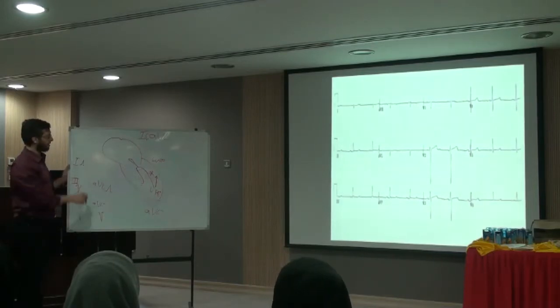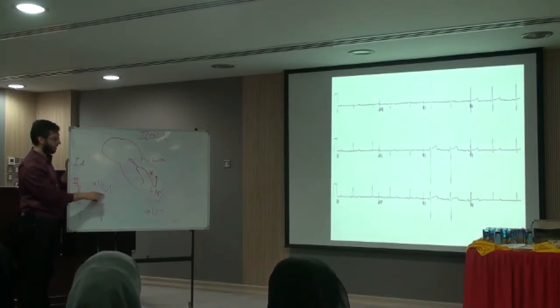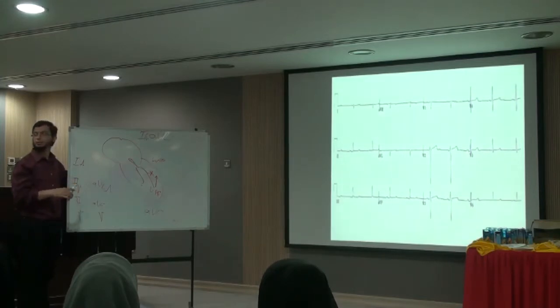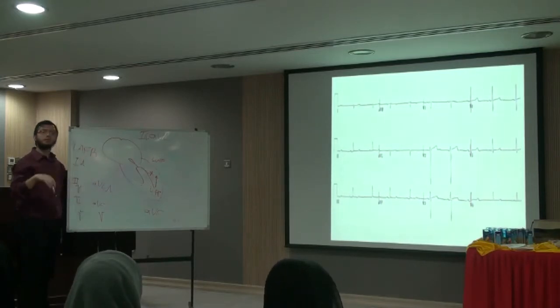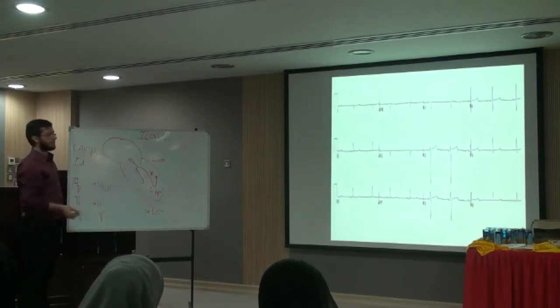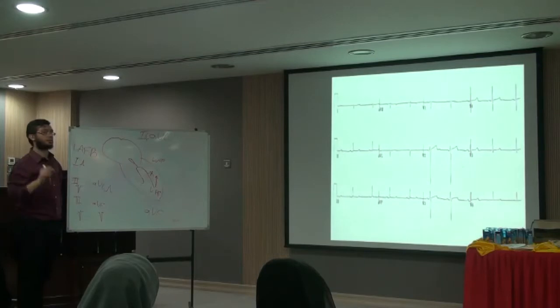So if you find that the complex is positive in 1 and AVL and negative in the others, this is left axis deviation, but it is also left anterior fascicular block. One of the causes of left axis deviation is left anterior fascicular block, as we will see later in the axis determination. But the QRS should be wide, right? The QRS should be wide? Not a must.